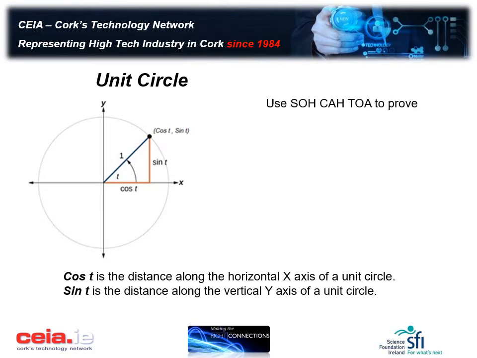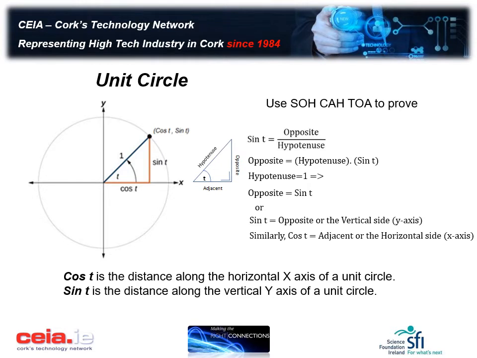So this is quite easy to prove using SOHCAHTOA. So just using a right angle triangle, taking sine for example, the sine of angle t will be the opposite over the hypotenuse. Okay, so just rearranging this equation, the opposite will be hypotenuse multiplied by sine t, but in the case of a unit circle, hypotenuse equals 1, therefore the length of the opposite side in a unit circle equals sine of the angle at the center of that circle, or sine t is equal to the opposite or vertical side along the y-axis. And similarly, we can prove that cosine is equal to the adjacent or the horizontal distance along the x-axis.